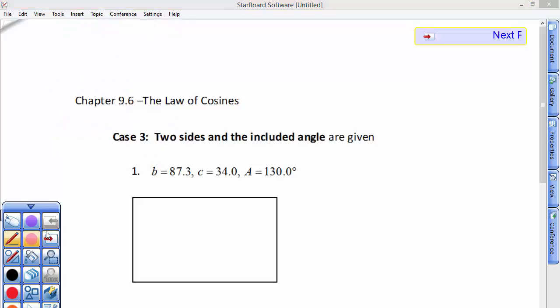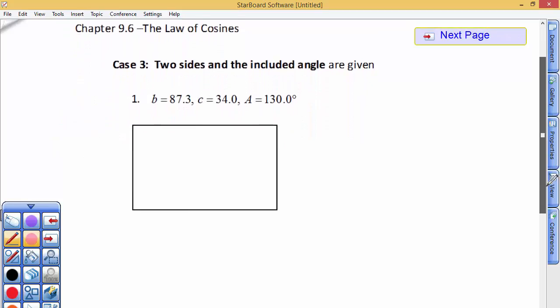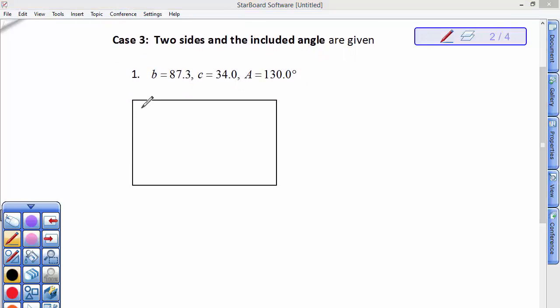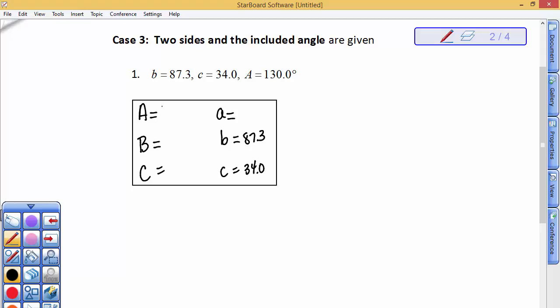Let's go look at the first problem. I've given you a problem where we're given side B, side C, and angle A. So let's write this in. B is 87.3, C is 34.0, and angle A is 130 degrees. With that, I can't use the law of sines, so the only thing I can do is turn to this statement: A squared equals b squared plus c squared minus 2bc times the cosine of angle A, which by the way should be on your note card.